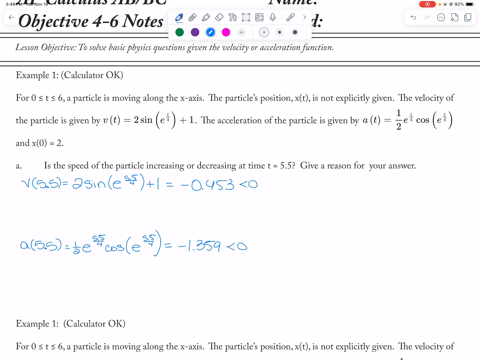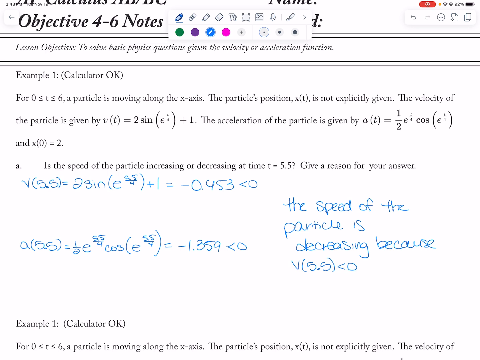We show that they are both less than 0, so the speed of the particle is decreasing because v of 5.5 is less than 0 and a of 5.5 is less than 0.